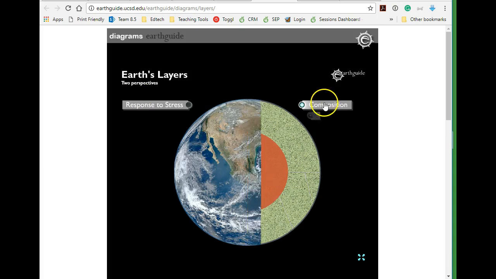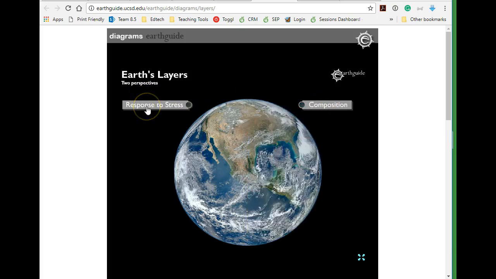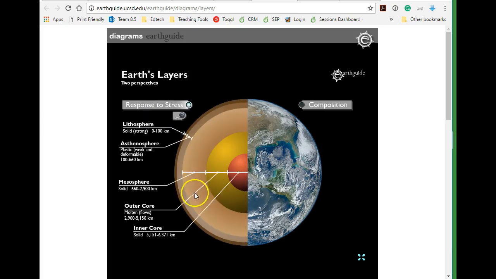If we take a look at the other side, we can take a look at response to stress. Now, when we talk about response to stress, this is going to be the physical reactions and the physical things that we see. So we're talking about wavelengths and how waves pass through Earth. That's a lot of what we're doing. It's a lot like how bats use echolocation or subs use sonar to navigate.